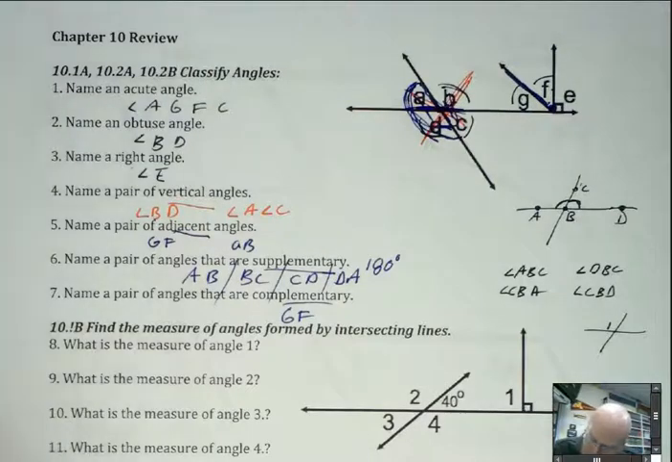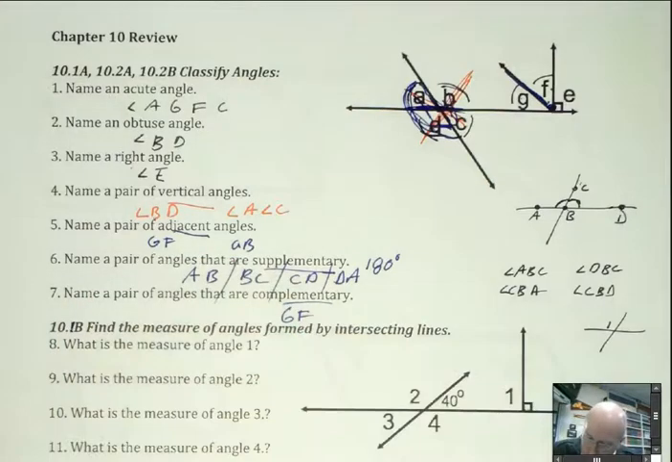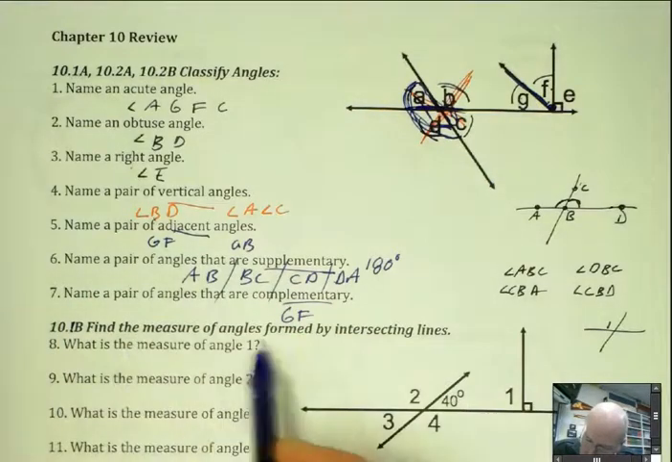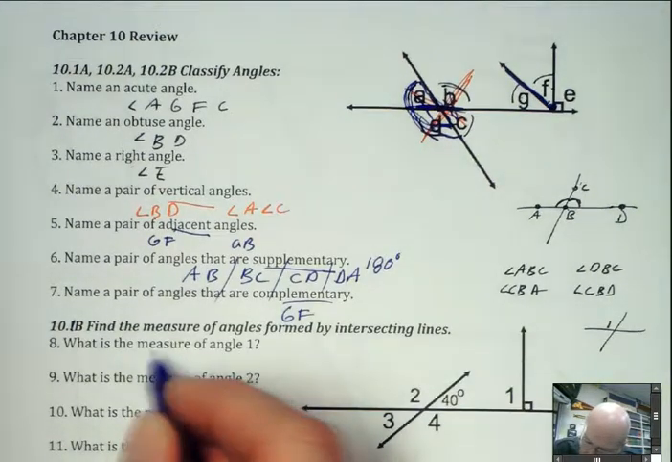All right. Now we're down here to good old 10 point exclamation point. That should be 10.1b. So find the measure of angles formed by intersecting lines. All right, so let's see. What is the measure of angle 1?